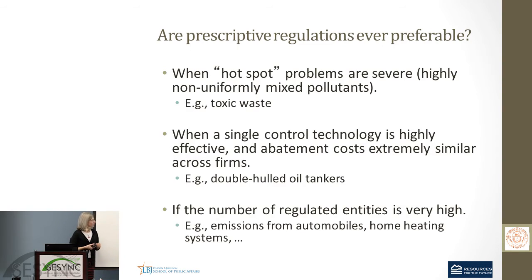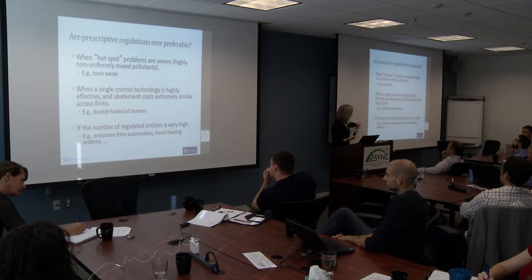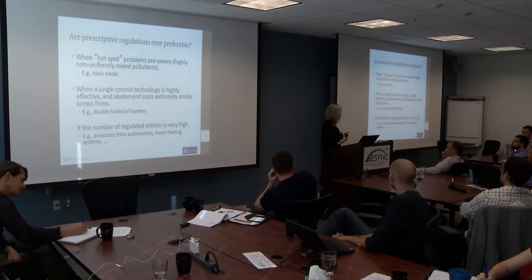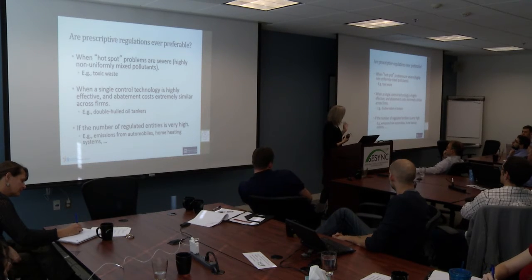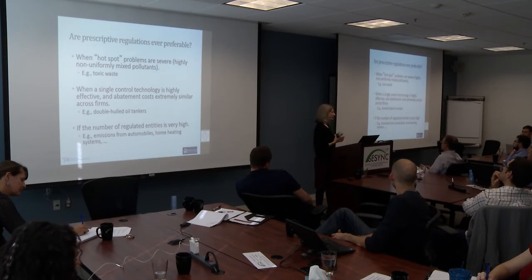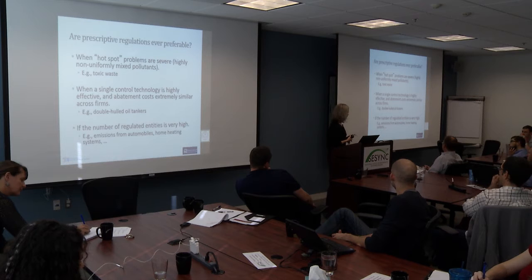And then finally, if the number of regulated entities is really high, again, that's this difference between 2,500 electric generating units regulated by a cap and trade system versus 230 million cars or 140 million households, that kind of thing, right? Then we have this problem of monitoring and enforcement. It becomes very expensive to think about implementing. And so as the problem gets more and more diffuse like that, we start to move away from market-based approaches in our kind of mental toolkit of what's available to us.